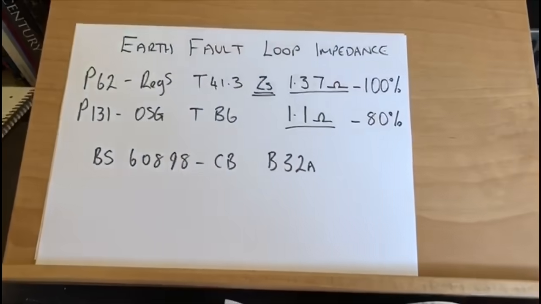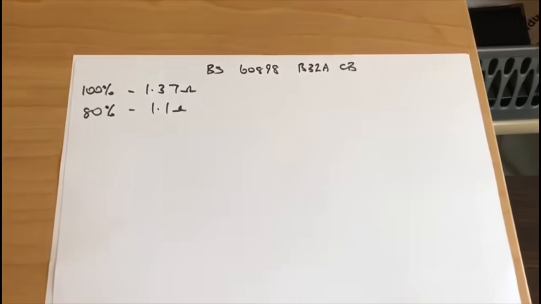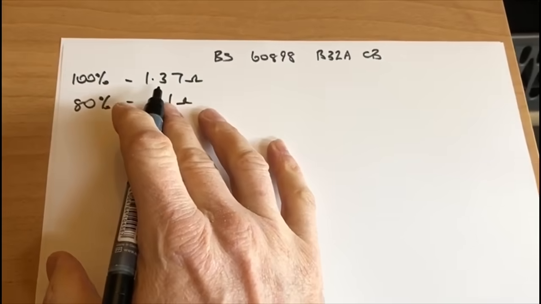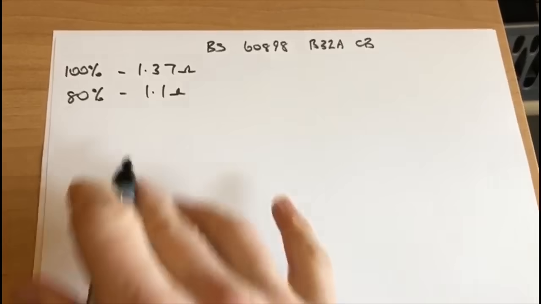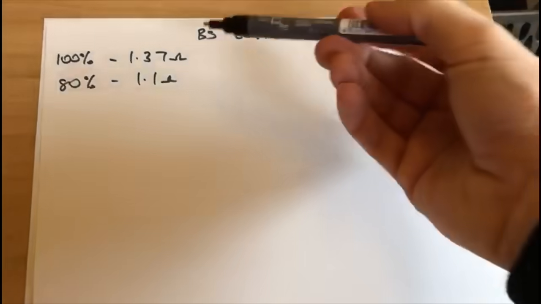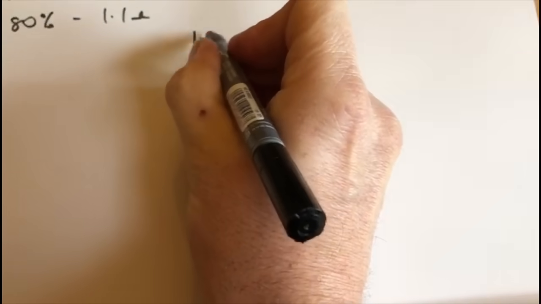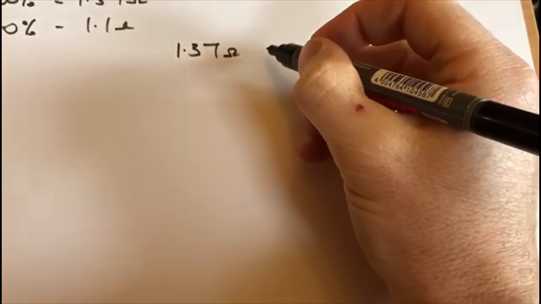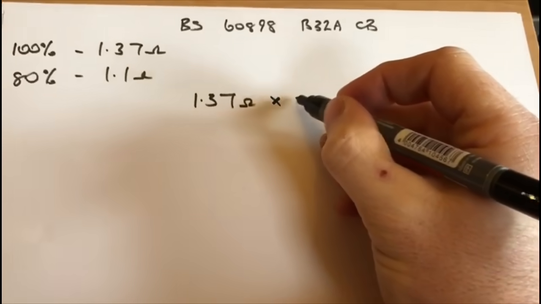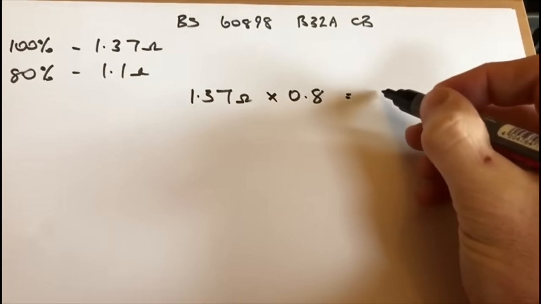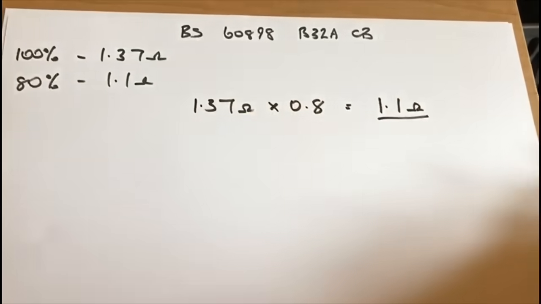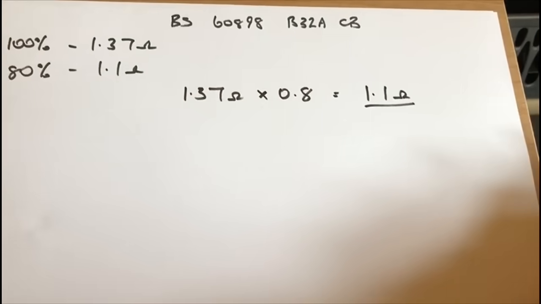So moving on, we've said that the 100% value is 1.37 ohms and the 80% value is 1.1 ohms. Now one of the things that we need to be able to do is work out how to convert between the two. So if you just had the 1.37 ohms value, the 100% value, well, we want to know what 80% is. As a decimal, that's 0.8. So we simply times it by 0.8, and that will give us 1.1 ohms. That's really quite simple.